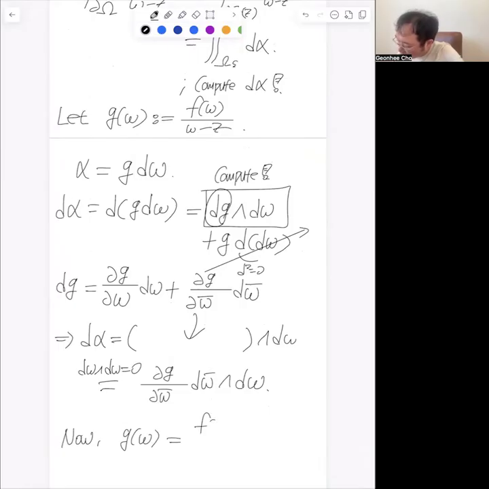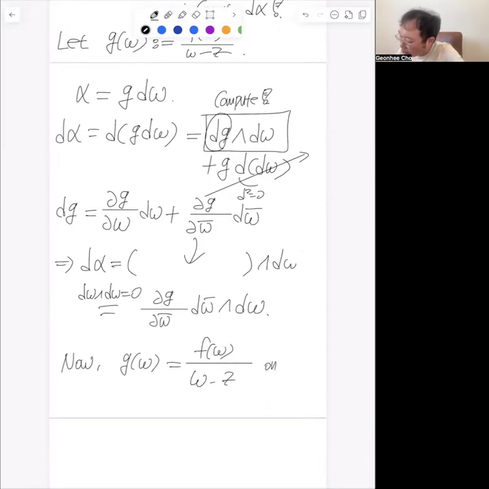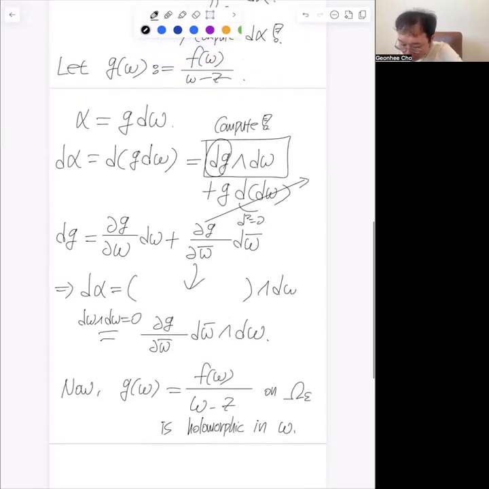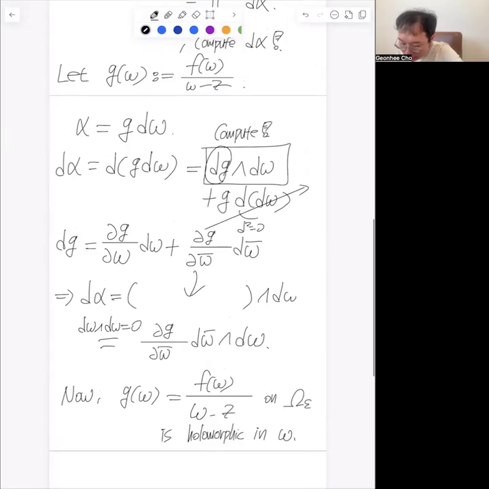So this expression, on omega sub epsilon, this guy is holomorphic. Of course, in omega... I'm sorry. This is not holomorphic, right?